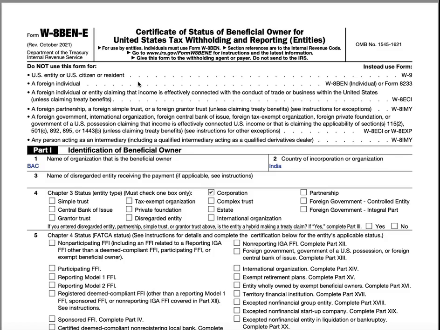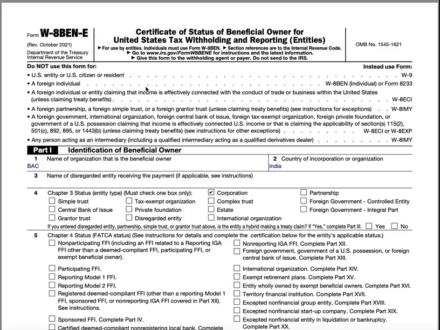So again, right now, what we are looking at is the W-8BEN-E form. This is actually a form that will be used by entities. If you are an individual, then you would not use this form. Then you would use a different form that would say W-8BEN, but it will say clearly individual. But again, in our context, this is for somebody who is filling this as a company.